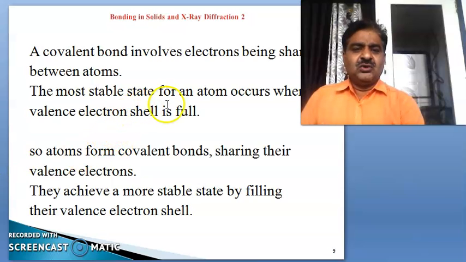A covalent bond involves electrons being shared between the atoms. The most stable state for an atom occurs when its valence electron shell is full. So atoms form the covalent bonds by sharing their valence electrons, and they achieve a more stable state by filling their valence electron shell.